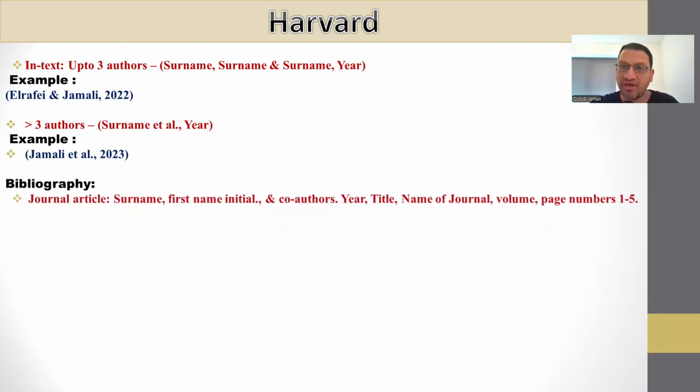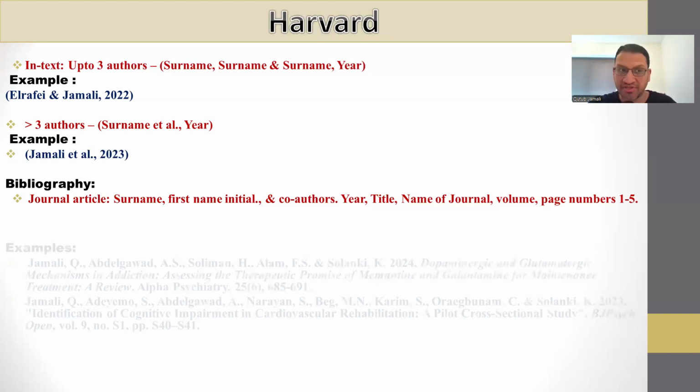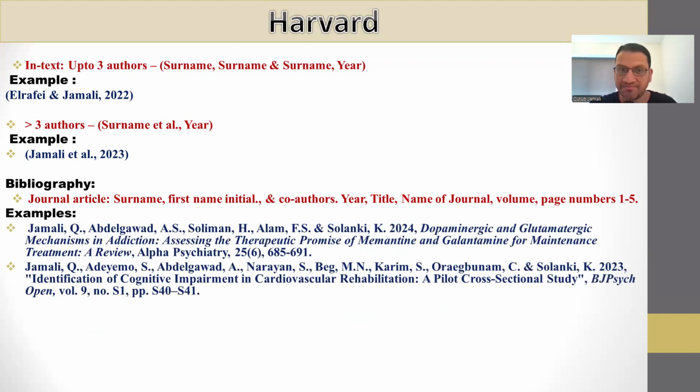When it comes to the bibliography, if it is a journal article, it would be surname first, the first name initial, and so it is with the other co-authors. Then you put the year of the publication of that article, the title, name of the journal, volume, and page numbers. And this is an example.